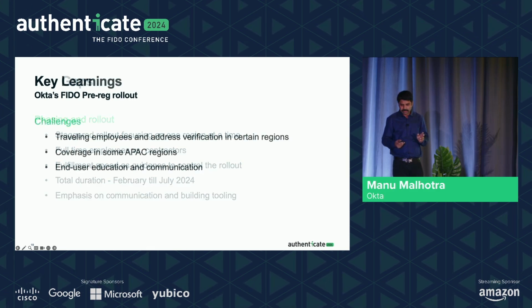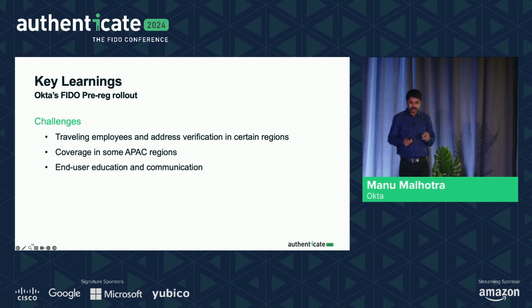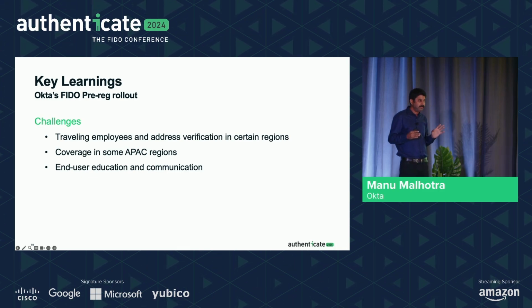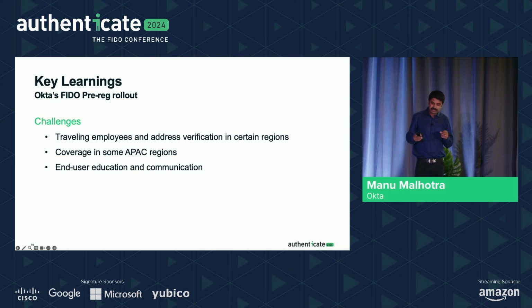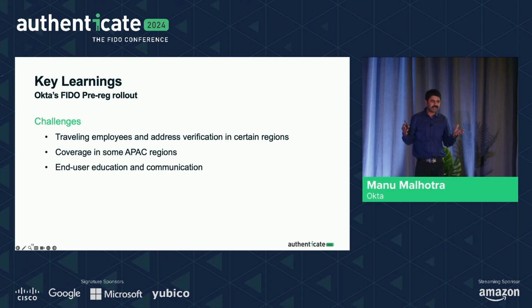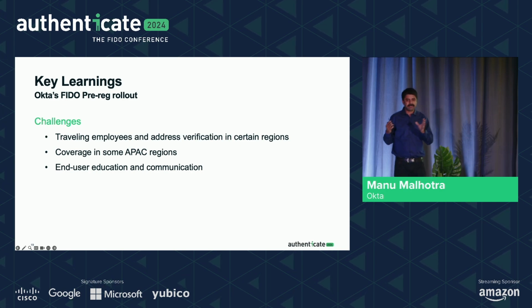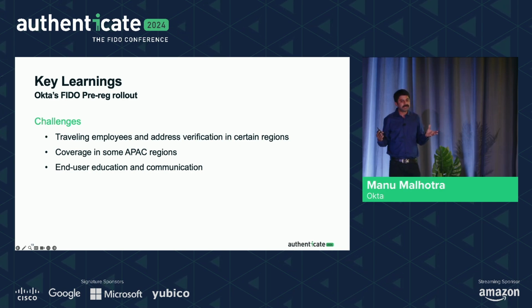Okay, so now let's look at some of the challenges that we faced. There are challenges around traveling employees. You might see, okay, I have all these addresses in my HRIS system. Okta is no different. Everybody has got some HRIS system where the addresses are stored. They might not be correct. And there are problems when you have it at a global scale.